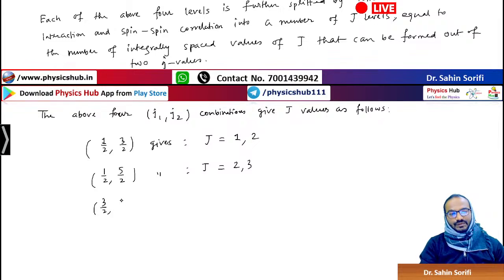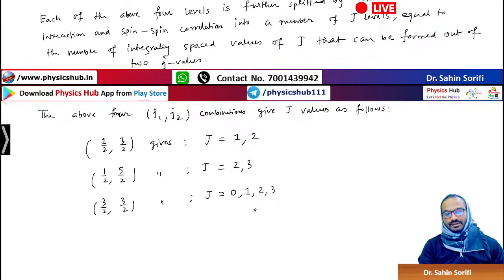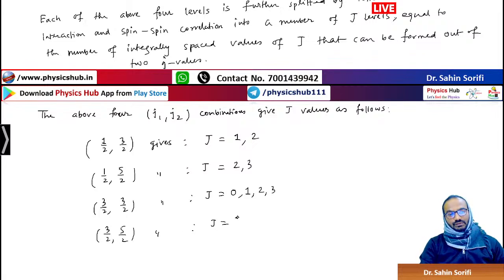Next, 3 by 2, 3 by 2. What does it give you? 0. 3 by 2 plus 3 by 2, it is 3. So 1, 2, 3, integrally spaced, differing by 1 unit. Then 3 by 2, 5 by 2. So 5 minus 3, 2, 2 is 1. So 1, 2, 3, 4.